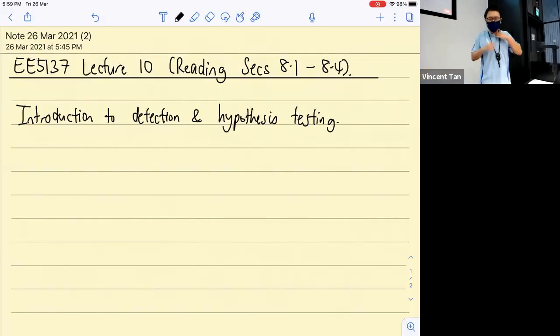So in case you have not collected your quiz, it is there. For the Zoom people, if you want to collect your quiz, you have to come here.